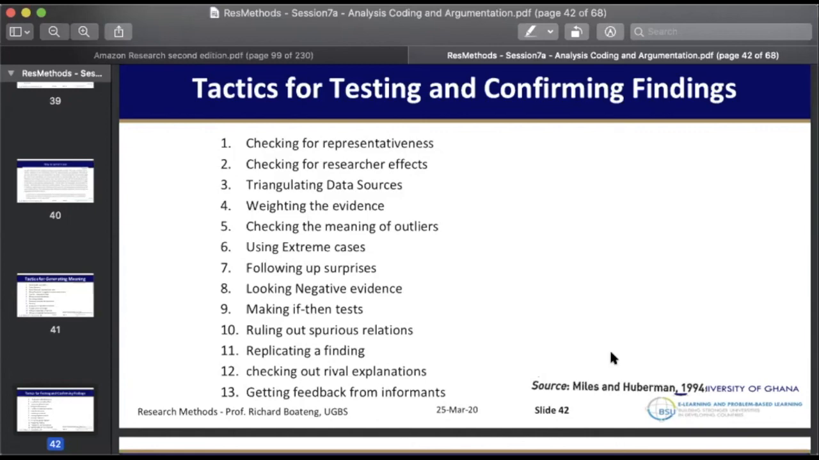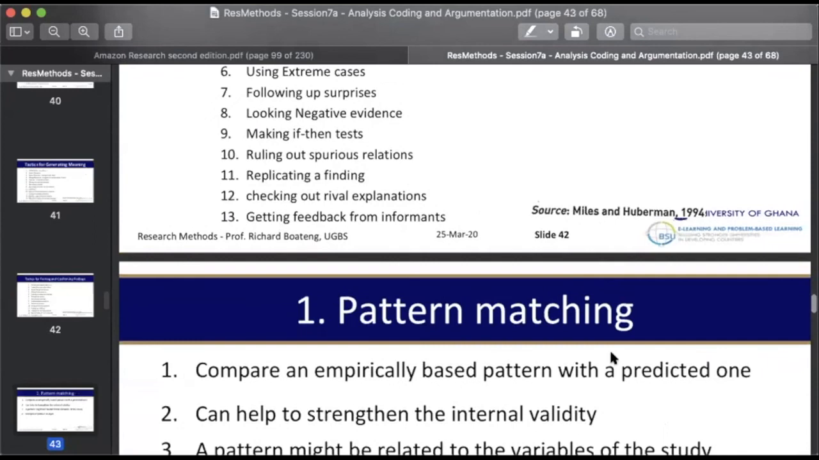Okay, then getting feedback from informants. That's the same thing I just mentioned. Go back again to the informants and check what they said, compared to your analysis and inferences and summaries that you have done about their work. Okay, now you're taking us to pattern matching. I won't go to pattern matching. I'll end this one here.